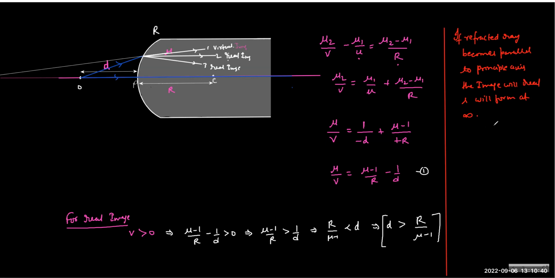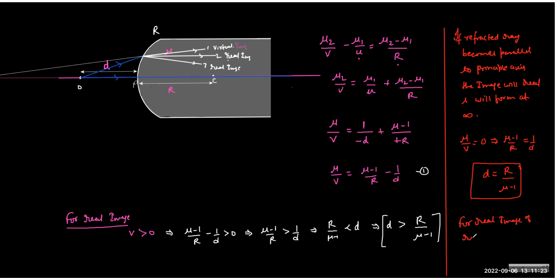And if this is the case, can we say that mu by V equals 0? Because V is infinity, then 1 by V is 0. And this implies that D is exactly equal to R upon (mu minus 1). So D itself will give you the whole condition: if D is more than that, then it is real.